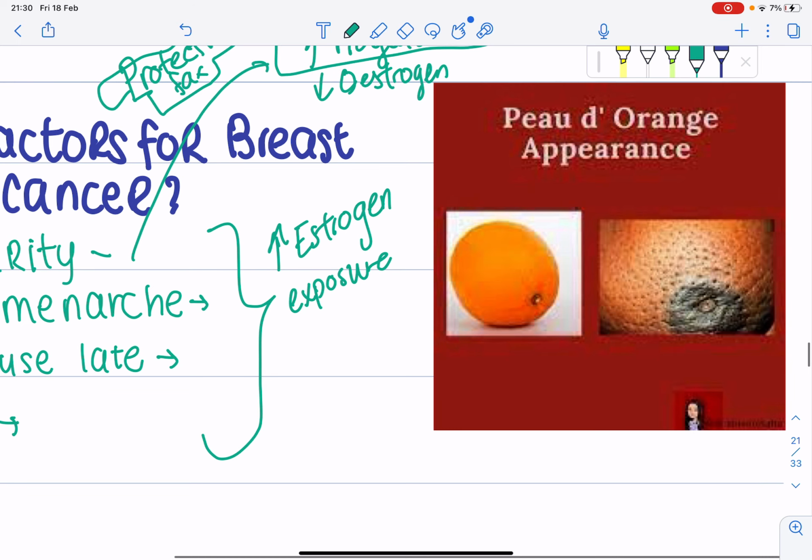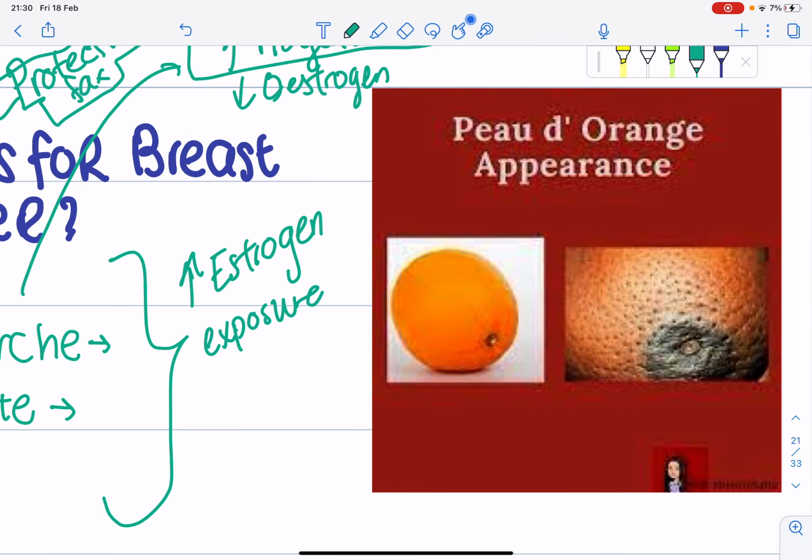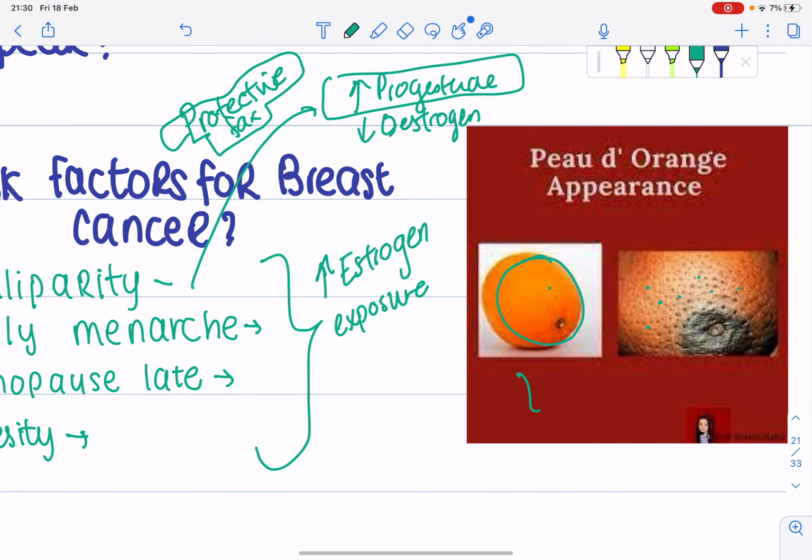This peau d'orange appearance is like an orange skin appearance. It's orange and there are speckles which make it appear like an orange basically, and that is a sign of lymphatic obstruction or lymphatic changes actually.